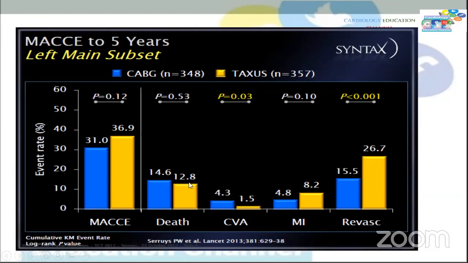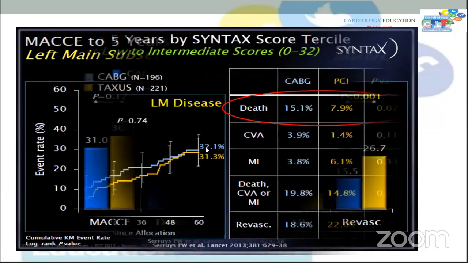The death is nearly equal, 14.6 versus 12.8. But the cerebrovascular accident is threefold more common in the CABG arm, 4.3 versus 1.5. Of course, repeated revascularization is nearly doubled in the PCI, 26.7 versus 15.5 in the CABG.